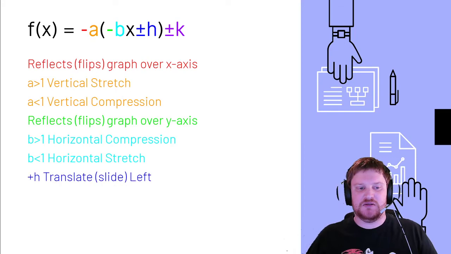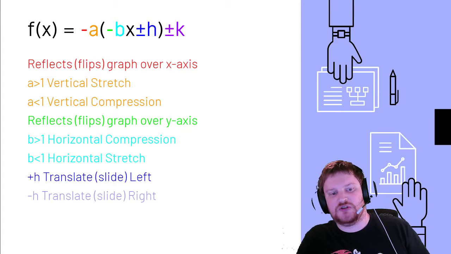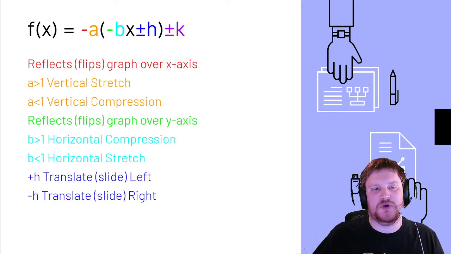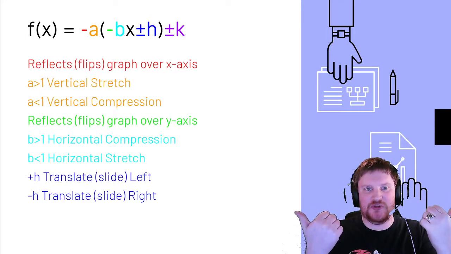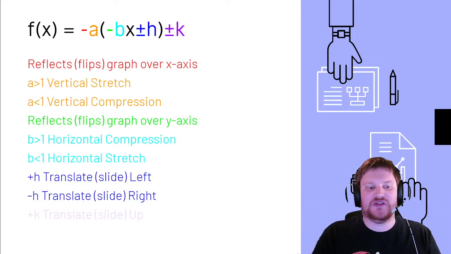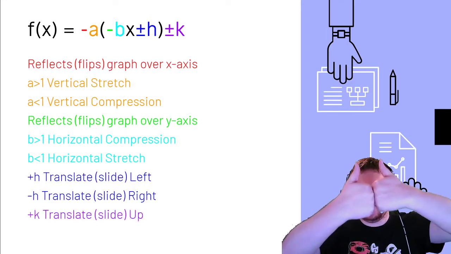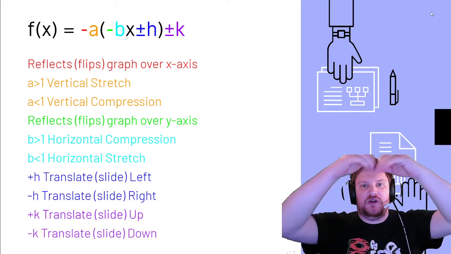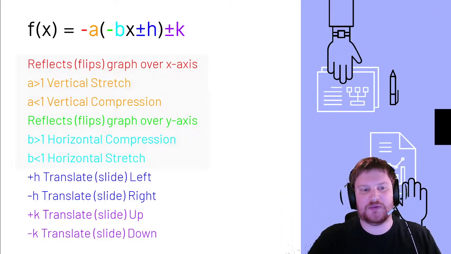On the inside, addition is going to shift us to the left. Subtraction will shift us to the right. Again, it's backwards and stupid because it's on the inside of parentheses. Everything on the inside of parentheses is horizontal. Everything on the outside of parentheses is vertical. That means if we add a k, which is adding on the outside, that translates us up. It's on the outside of parentheses, so it's the way you think it should go. Negative k slides us down. So those are all the different types of transformations.